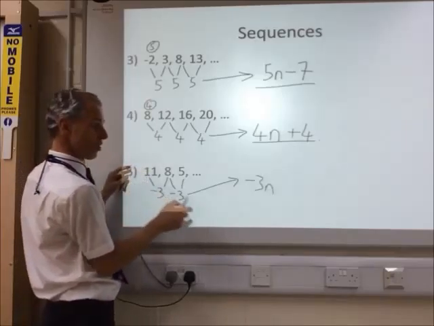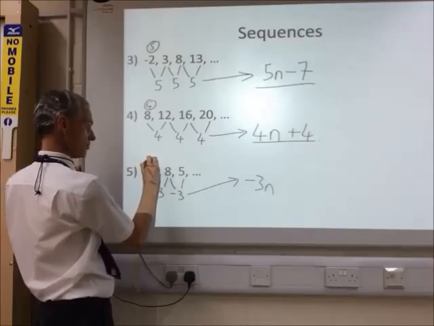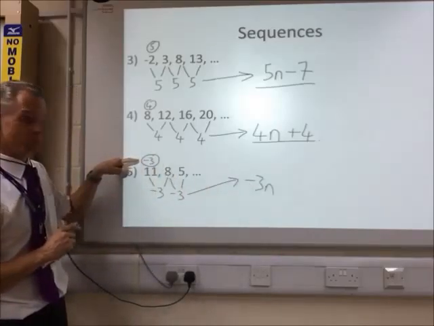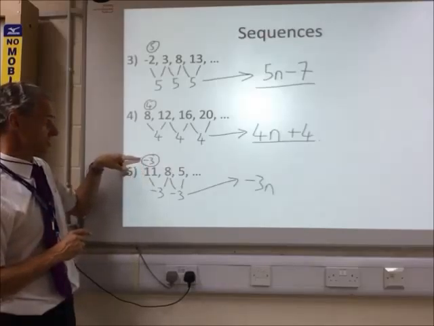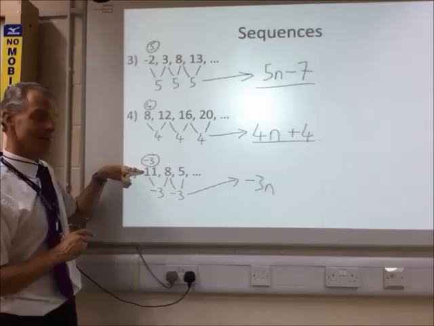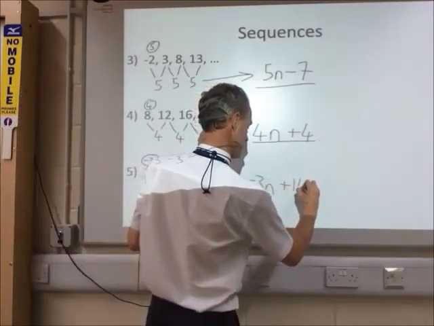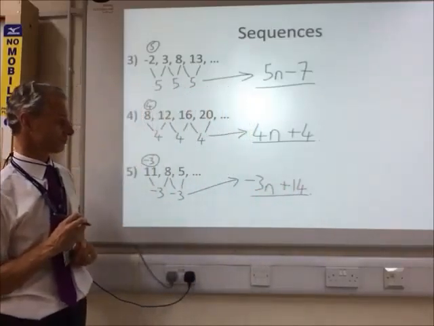So when n is 1, this would give me minus 3 times 1, which is minus 3. So if that was right, my first term would be minus 3. But we can see it's not. The first term is 11, so I need to adjust it. So to go from minus 3 to 11, I need to add on 14. So I'm going to add on that 14. And that would give me my nth term.